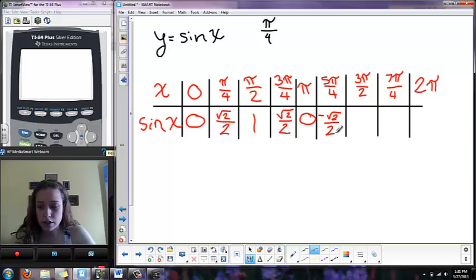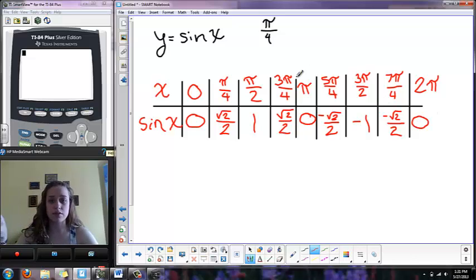At 3 pi over 2, that's 270 degrees, we're at a negative 1. At 7 pi over 4, that is in the fourth quadrant, so again we have a negative radical 2 over 2. And then at 2 pi, or 360 degrees, we're at 0 again. Okay, so all of those values were really the cousins of 45 degrees all the way around the unit circle.